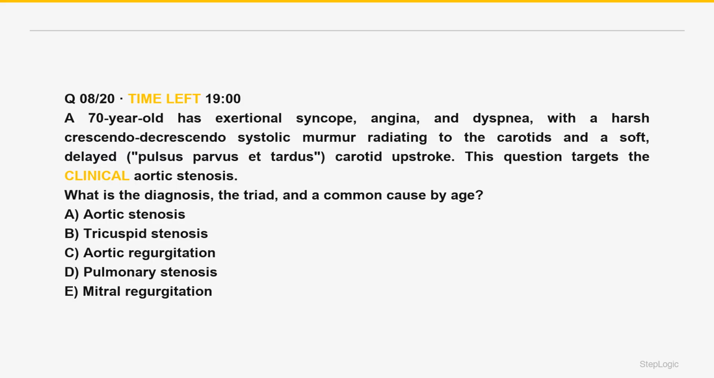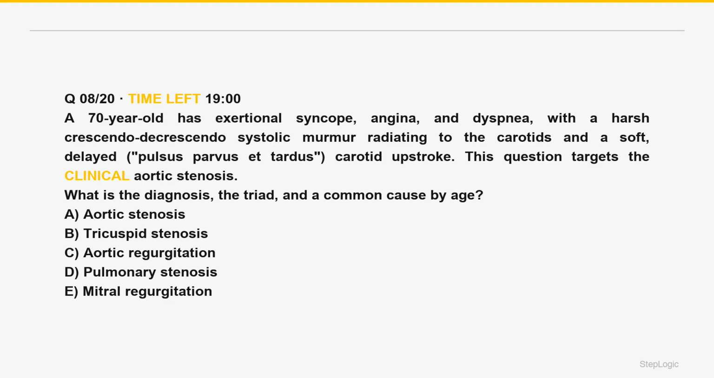What is the diagnosis? The triad, and a common cause by age. A 70-year-old has exertional syncope, angina, and dyspnea with a harsh crescendo-decrescendo systolic murmur radiating to the carotids, and a soft, delayed pulsus parvus et tardus carotid upstroke. This question targets clinical aortic stenosis.